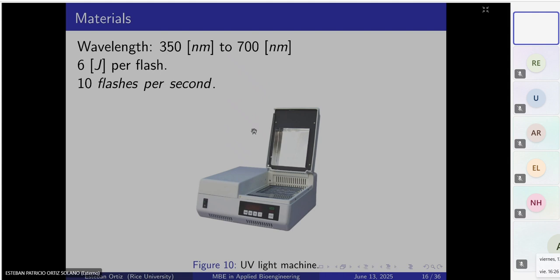More or less, if you had physics class, the wavelength of the UV light is between 350 and 700 nanometers, so you have a range. It's 1.6 per flash and you have 10 flashes per second. To quantify how much energy I was providing to the hydrogel, the unit was joules, and it was in accordance with the number of flashes that I can provide per second.